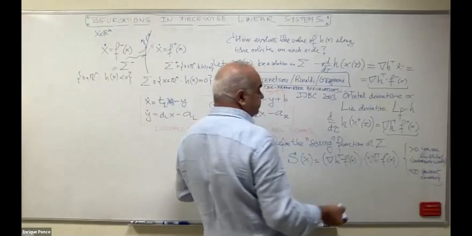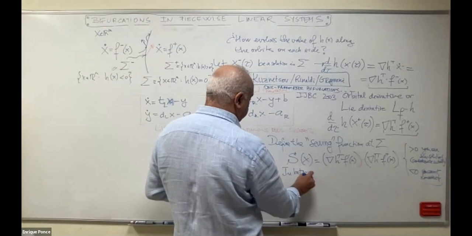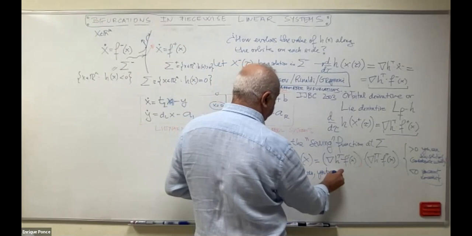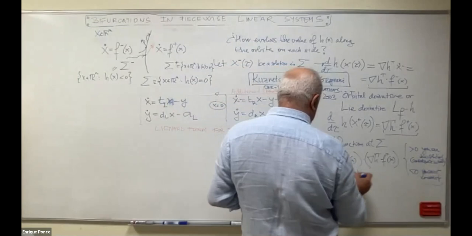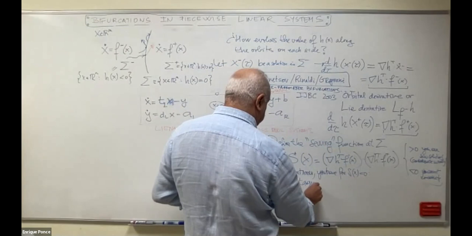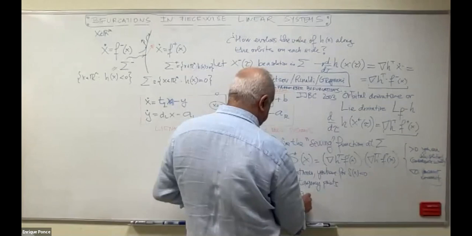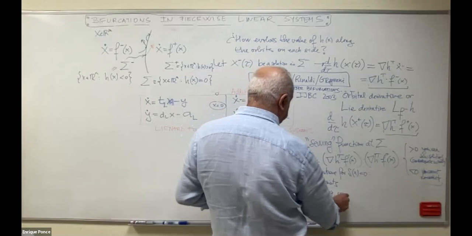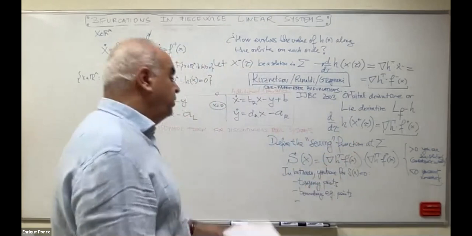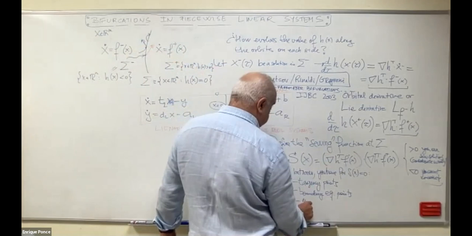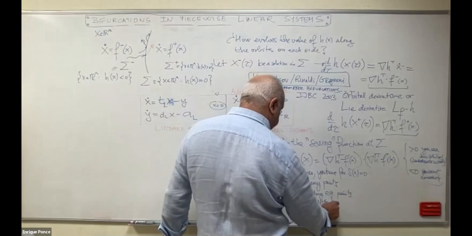So in between, for S of X equal to zero, you can have tangency points or boundary equilibrium points or even double tangency points, double boundary equilibrium points, or more singular situations. But this is a generic case.